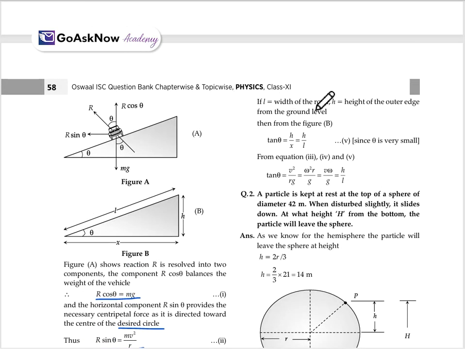L is equal to... with h as the height of the outer edge, we get tan theta is equal to h upon x, or equal to h upon L. From equations 3, 4 and 5, we get tan theta is equal to h upon L.